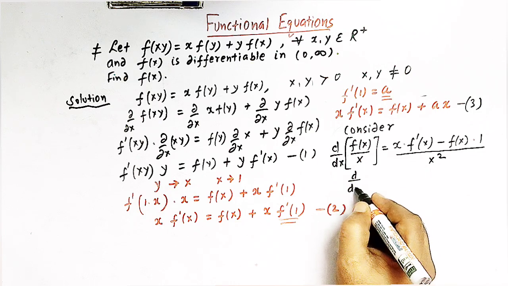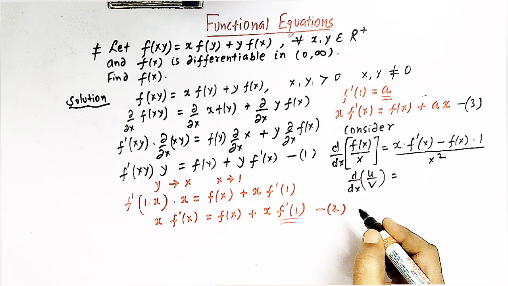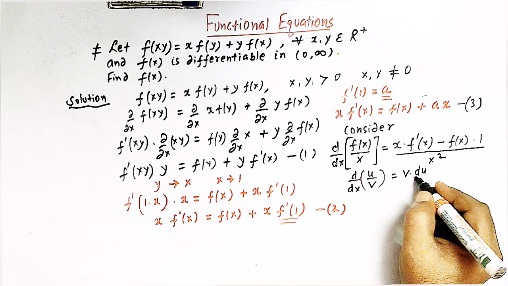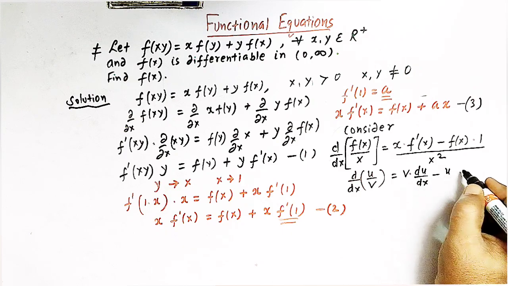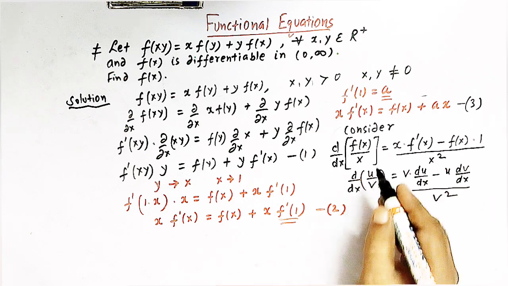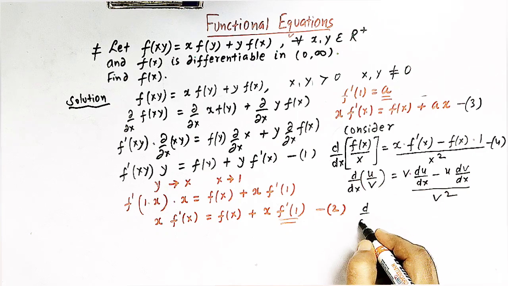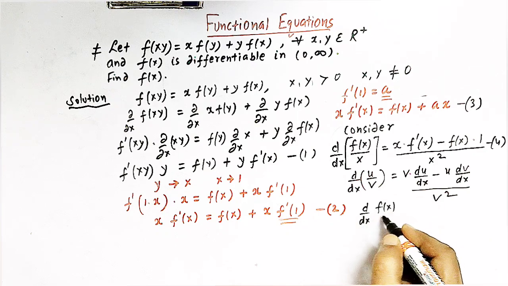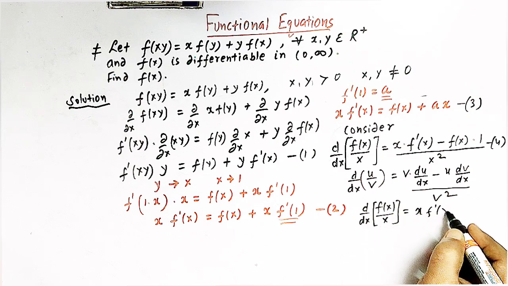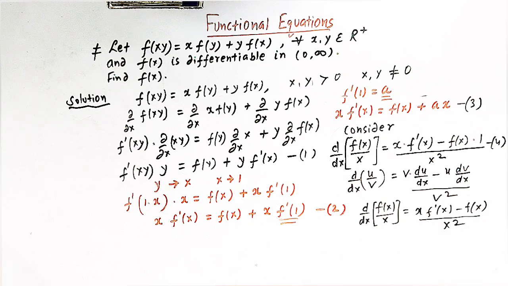So here we have used this result, that is, if u and v are functions of x, then the derivative of this quotient is given by v du over dx minus u dv over dx, divided by v square, right? So here from this equation we can now write d/dx of f of x over x is equal to x f prime of x minus f of x divided by x square, right?